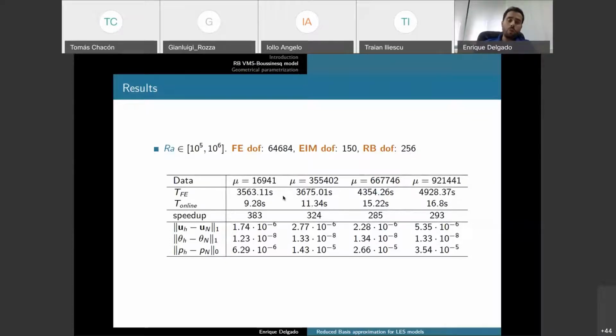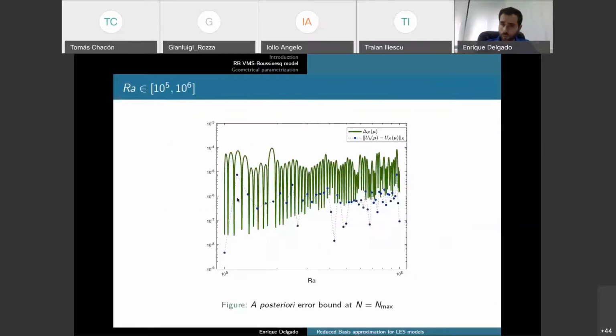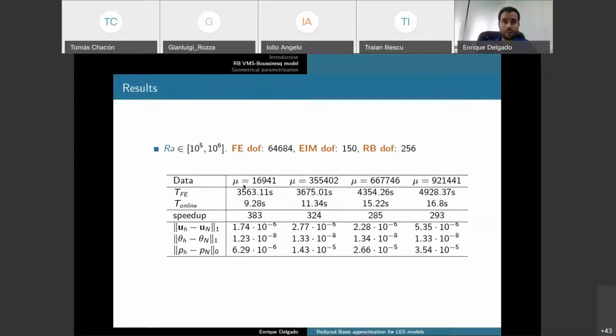So we perform some tests in order to get the speed up of the problem. More or less, we get about a 300 times speed up in the computation between the high fidelity finite element solution and the online solution of the reduced basis problem, with a very, very low error, as you can see here.